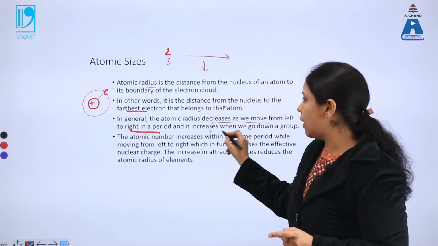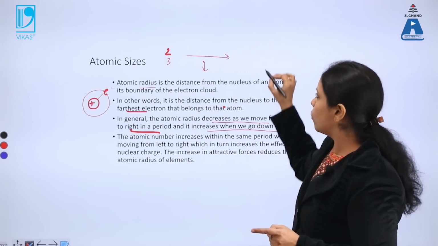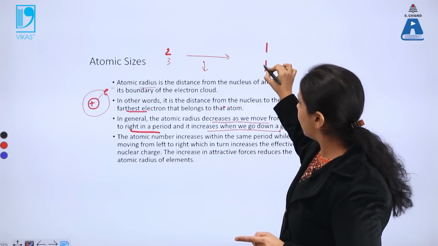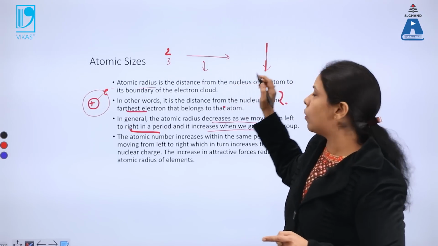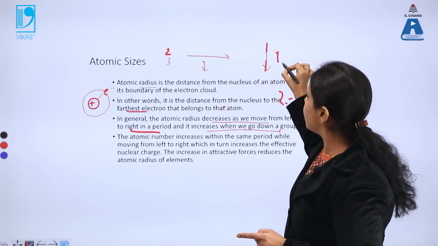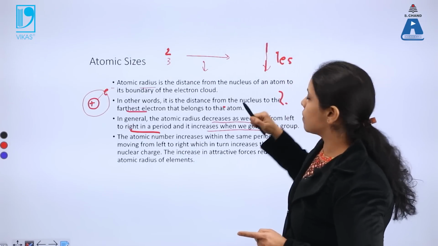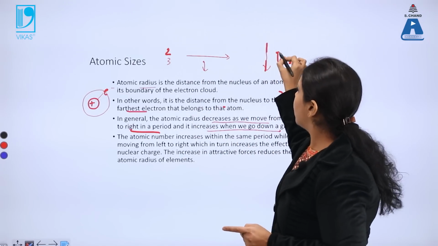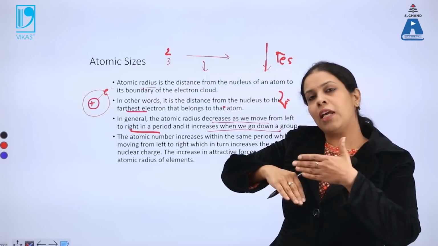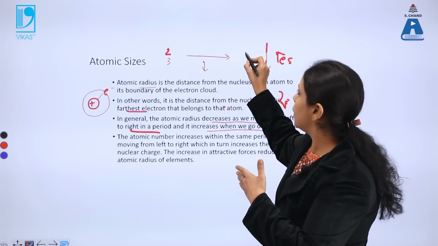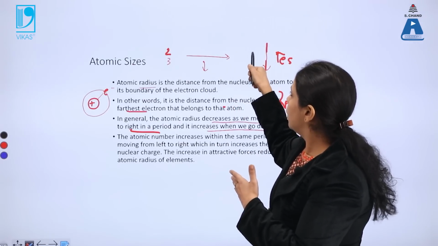And the second thing, it increases when we go down the group. That means when we are coming down the group from top to bottom, the atomic size increases. Why does it increase? Because now electrons are entering the next shell. First it was in the second, then it is in the third shell, and so on.